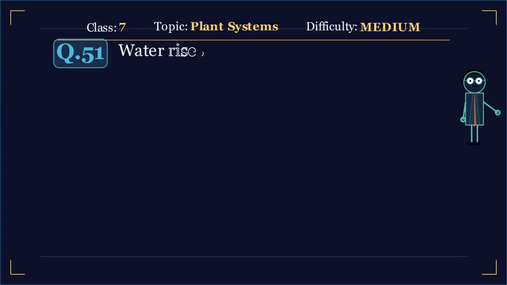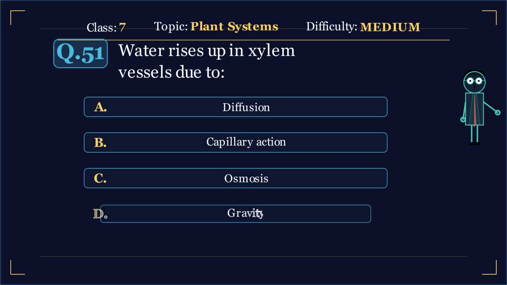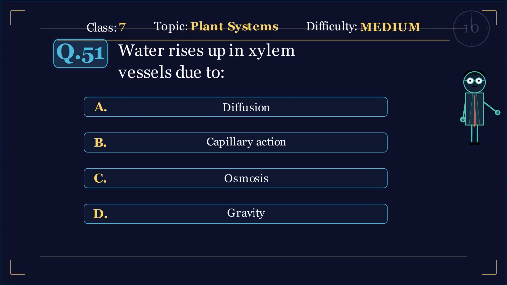Question 51. Water rises up in xylem vessels due to. Option A, diffusion. Option B, capillary action. Option C, osmosis. Option D, gravity. The correct answer is option B.